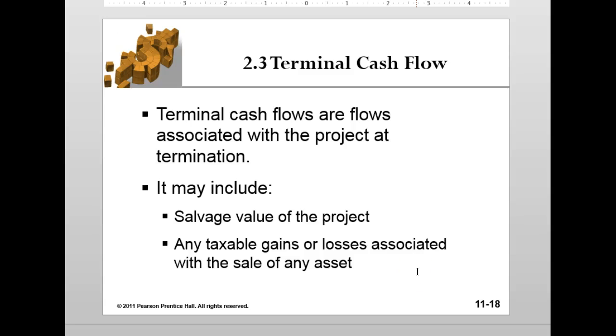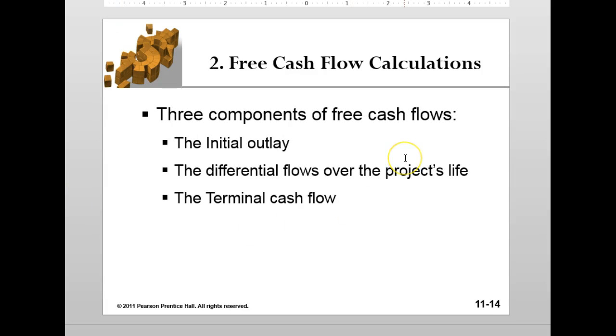Now we're going to talk about the process. How do you put this all together? And I have the wrong slide up, so bear with me while I get there. Right here. So we're talking about how to calculate free cash flow from a project.